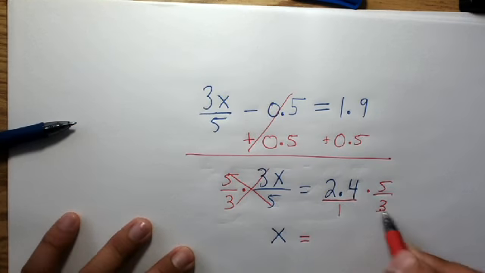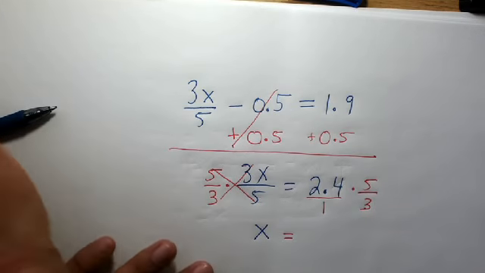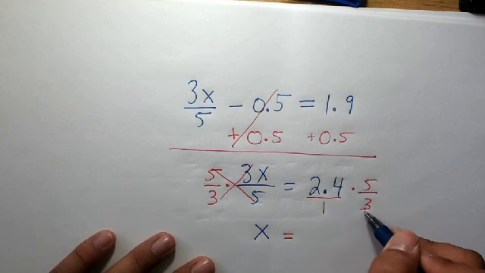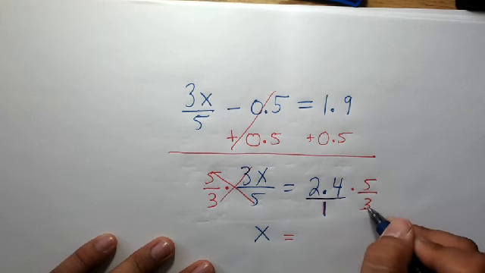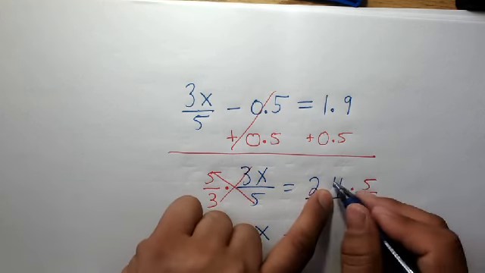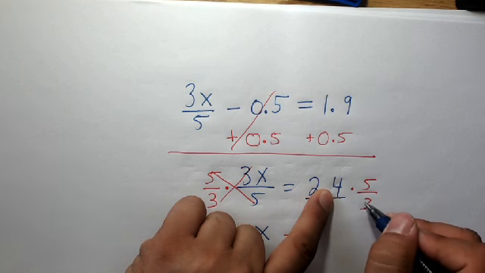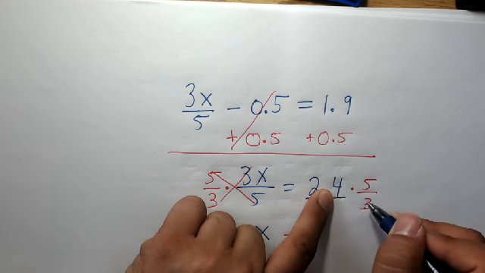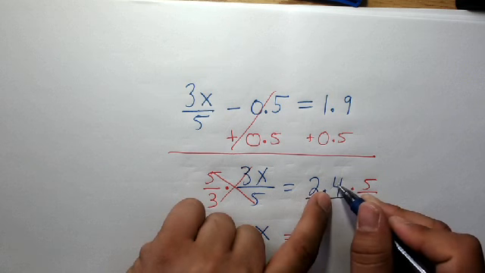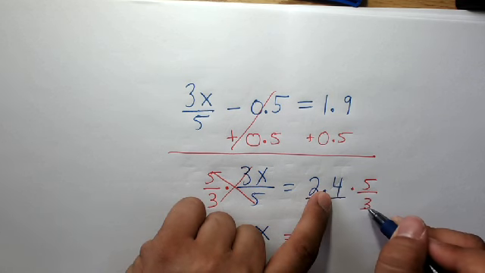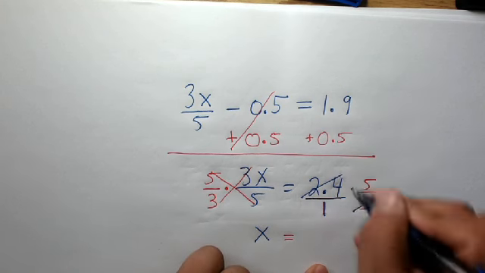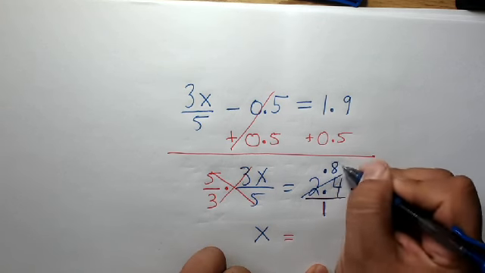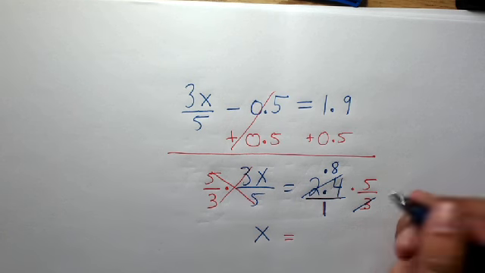Now, there's a way to simplify this, because I know that 2.4 does go into 3. I could cross-reduce here. 2.4 and 3. Just think of this as 24. 24 divided by 3 is what? 8, right? Or $2.40 divided by 3 would be 80 cents. Would you agree? So you can cross this out, and you can put 0.8 or 0.80. It's the same thing.